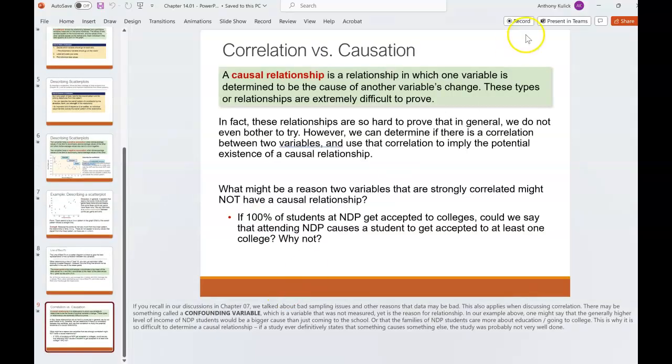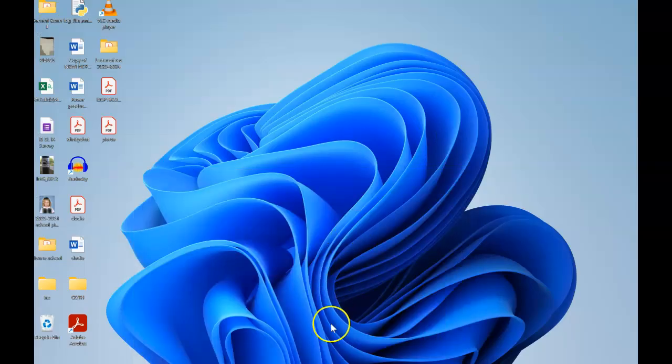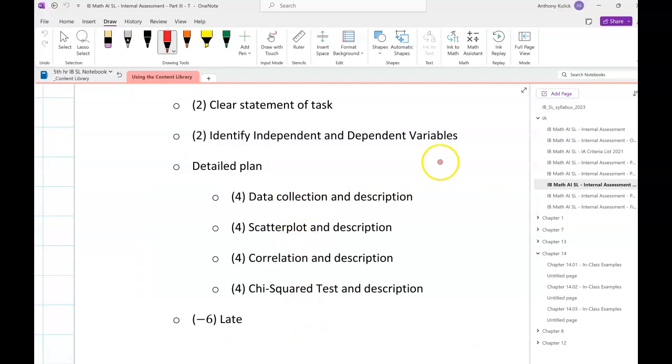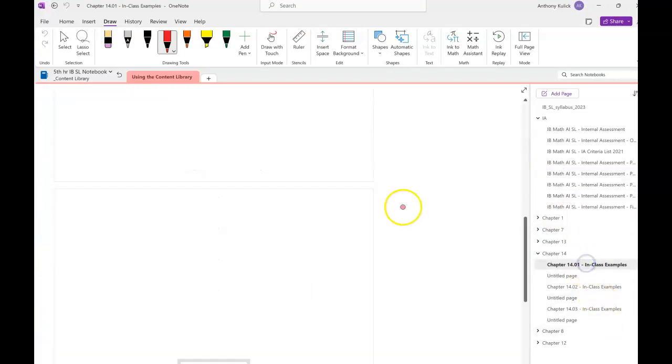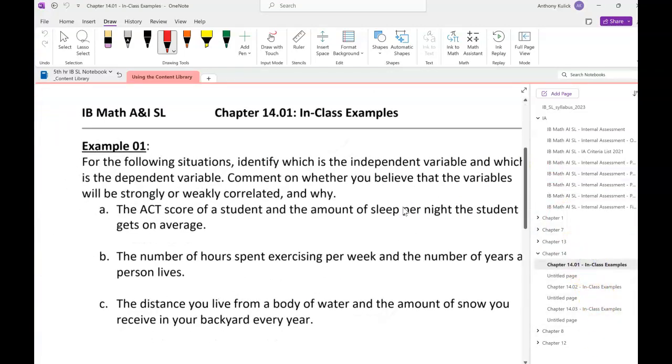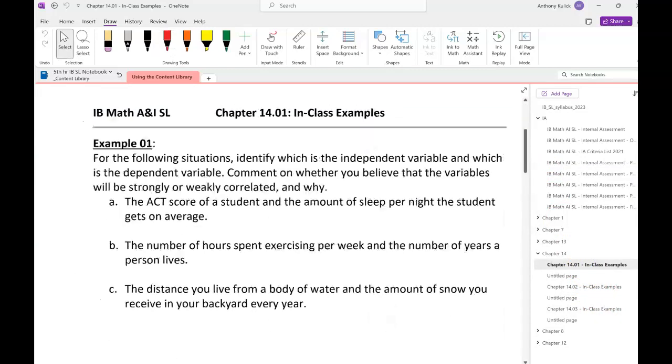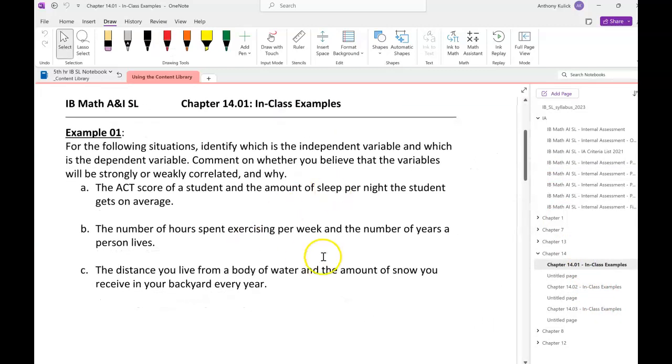Okay, that was it for this first section. Let's go and look at some of the in-class examples here. All right, I'm going to call on some random students. So let's pull up my random student generator.